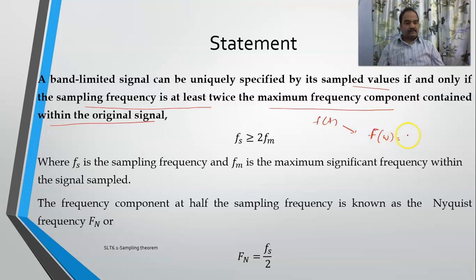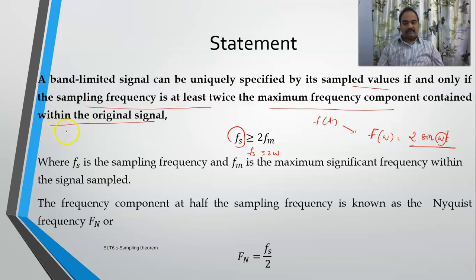Now let us suppose it is represented as 2 sine omega t. So which means that the sampling frequency will be somewhere around omega. This is the maximum frequency component contained within the original signal, and your sampling frequency must be greater than twice this omega. So you can choose a sampling frequency like 3 omega, 4 omega, 5 omega like that.